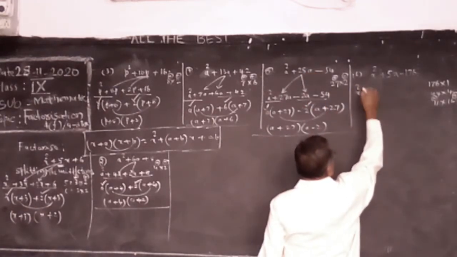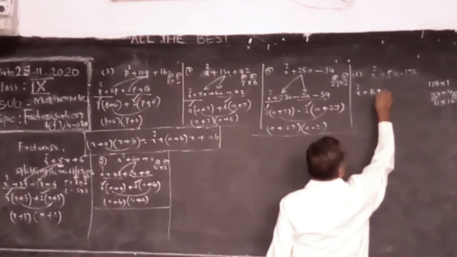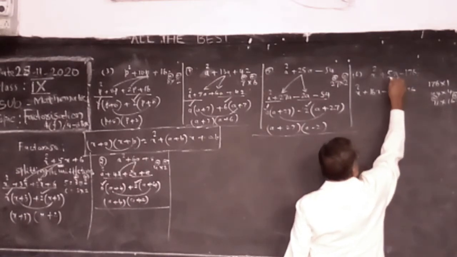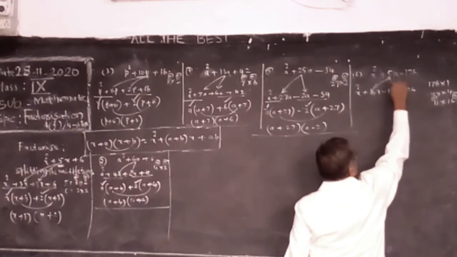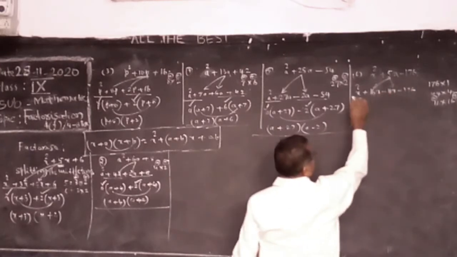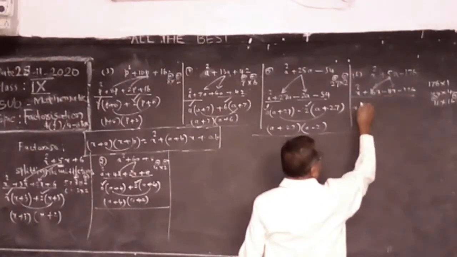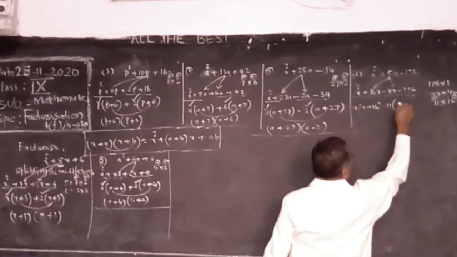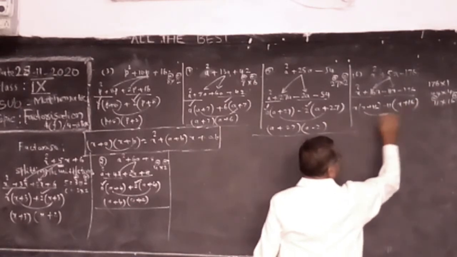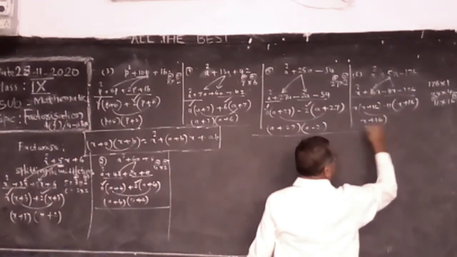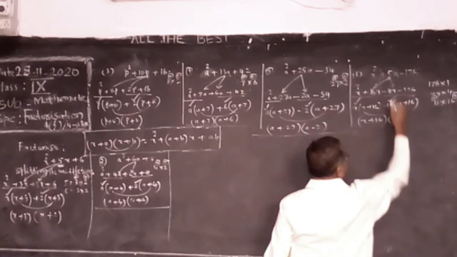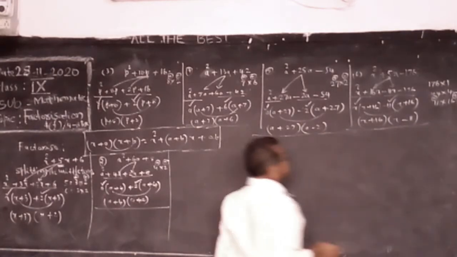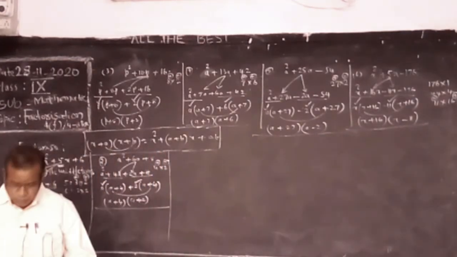Now x squared plus 16x minus 11x minus 176. We are splitting 5 like this. Take x common here, and 11 common here. Taking x common, x plus 16, and minus 11 common, x plus 16. X plus 16 common, and here remaining is x, here remaining is 11. So x minus 11. These are the factors. So like that you have to do.